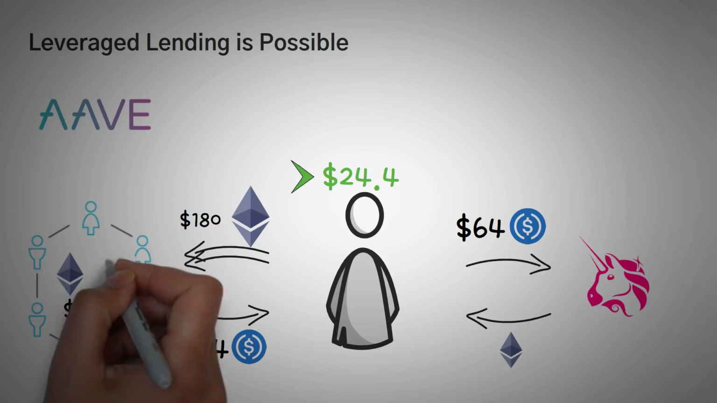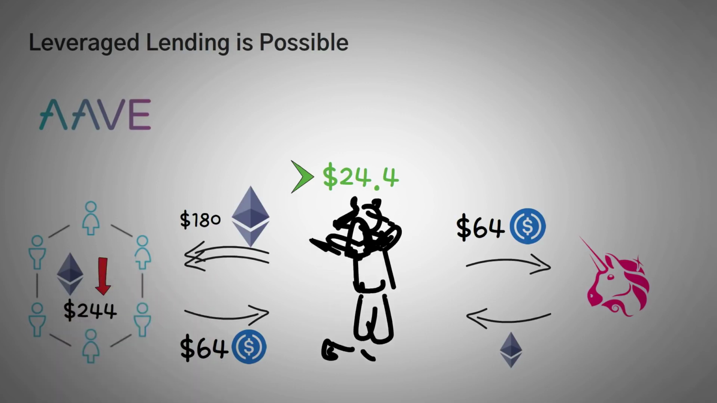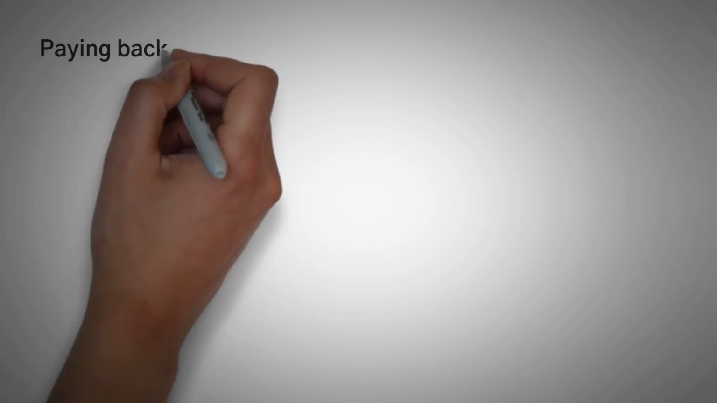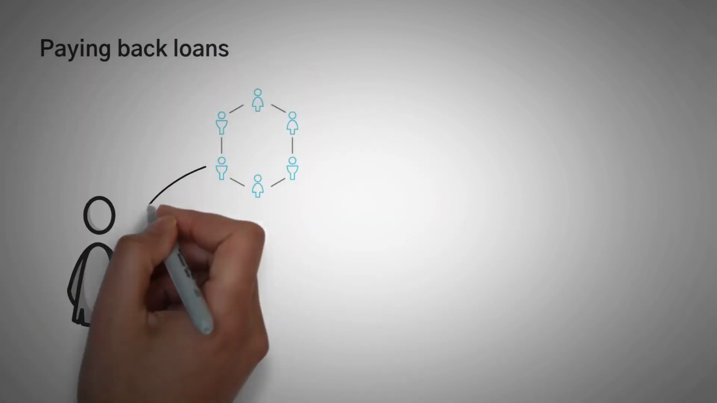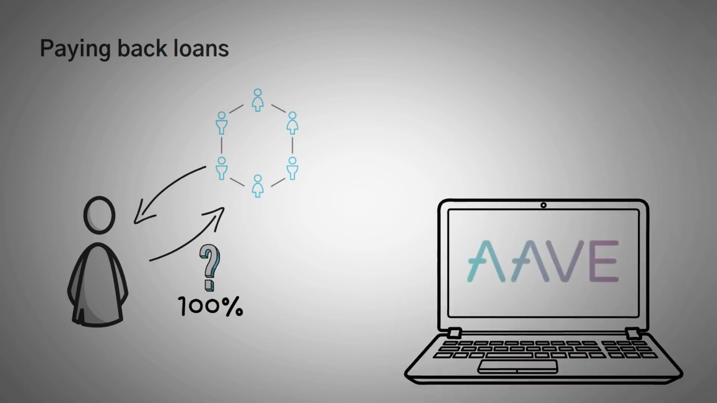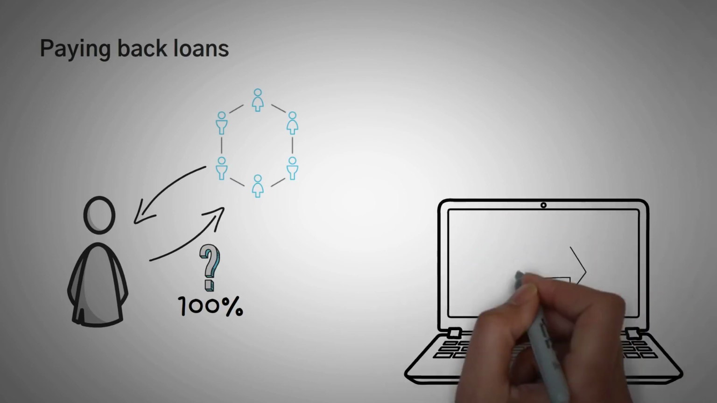However, if the price of Ethereum goes down, all I can say is you're screwed if you pass the liquidation threshold. Next up, let's talk about paying those loans back, because you might be wondering how you pay back those loans that you borrowed. Well, since you technically put up more than 100% for the loan, you just have to log into AAVE and repay the loan every now and then just a little bit.